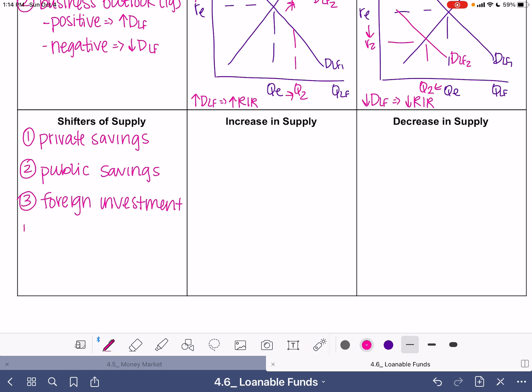And then our fourth shifter is expected profit off loans. So if we are expecting to have high rates of return off loans, so the expected profit of our loans is increasing, then we're going to start to see changes in the supply of loanable funds. So we'll draw a market at equilibrium again, and then we'll show the change.